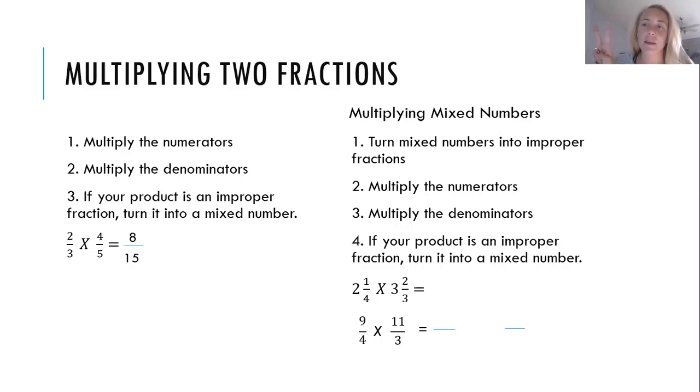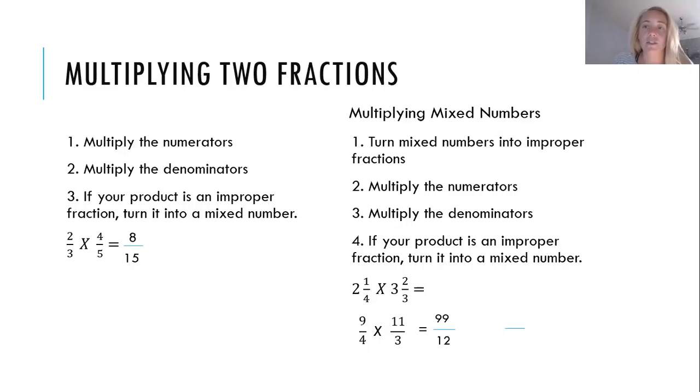Now I can move on to step two, which is multiply the numerators. 9 times 11 is 99. And step three, multiply your denominators. 4 times 3 equals 12. Now I can very easily tell that this is an improper fraction by looking at it, so I need to go on to step four. I know that this is an improper fraction because 99 is bigger than 12. So we need to turn this improper fraction into a mixed number.